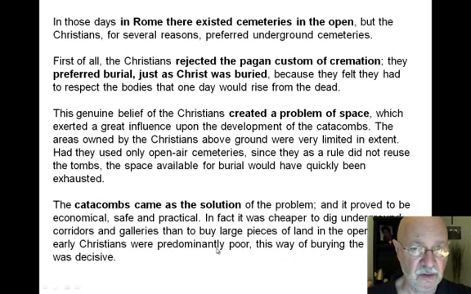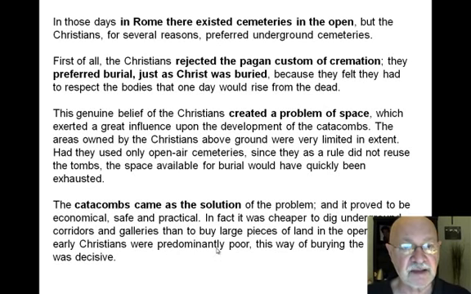In those days in Rome, there existed cemeteries in the open. Cemeteries were similar to what we know today. But the Christians, for several reasons, preferred underground cemeteries. First of all, the Christians rejected the pagan custom of cremation. They preferred burial just as Christ was buried, because they felt they had to respect the bodies that one day would rise from the dead.